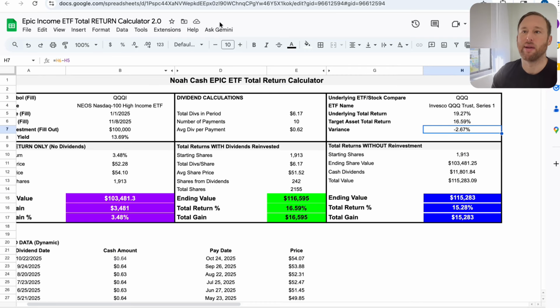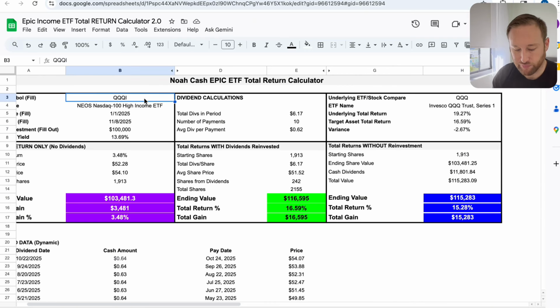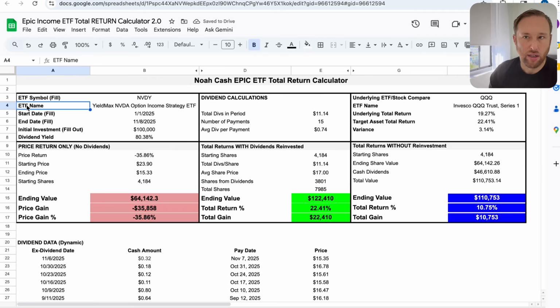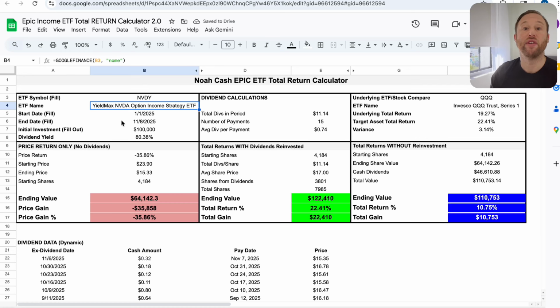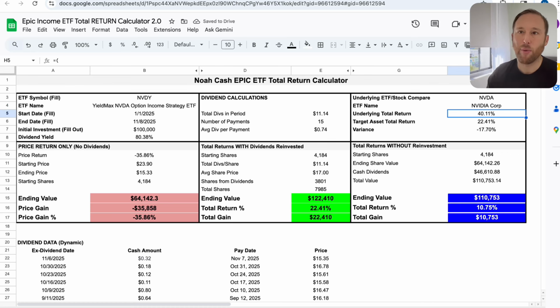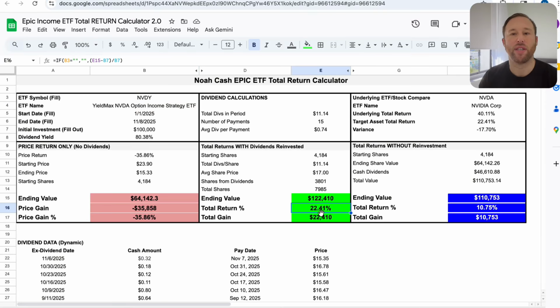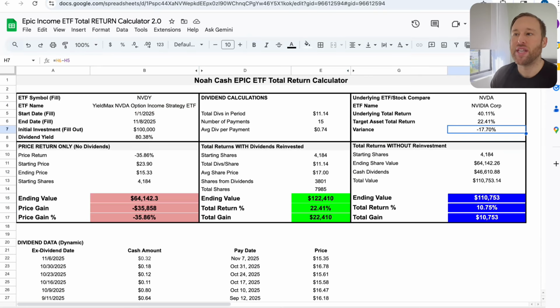Let's do another asset. Maybe let's do another one, NVDY, like we were talking about before, right? So YieldMax's Nvidia strategy, and let's compare that against Nvidia, the underlying asset. So now with this one, the total return for NVDY has been 22% year to date, but Nvidia's total return year to date has been 40%.